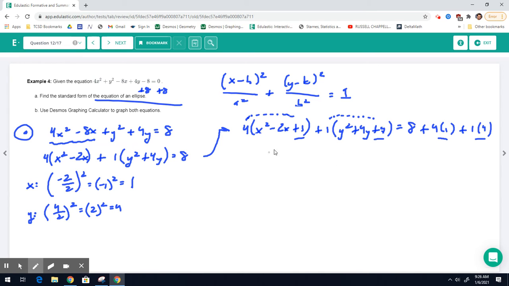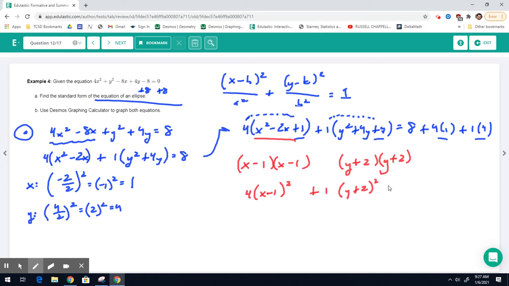Okay, all right, so now it's time to factor these trinomials. So x squared minus 2x plus 1. x times x gives you x squared. The signs match the b term, minus, minus, and the factors of 1 that add to 2 are 1 and 1. So this is 4 times x minus 1 squared. Over here, y squared plus 4y plus 4. To get y squared, it's y and y. They match the b term, that's positive. And the factors of 4 that give you 4 when you add them are 2 and 2. So that's going to be plus 1 times y plus 2 squared. And that's going to equal 8 plus 4 plus 4.